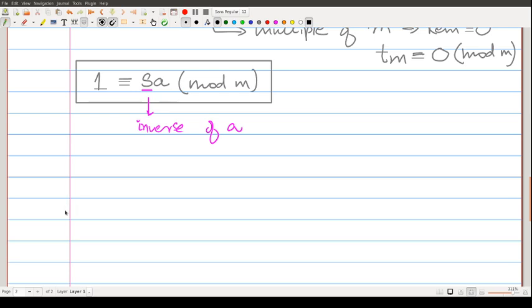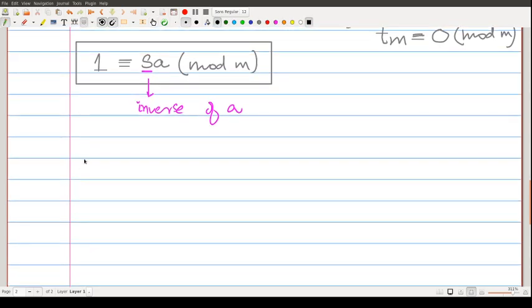Okay, and so let's try it out now. Let's try to solve the equation 3x congruent to 4 mod 7. The first thing I need to do is figure out whether the inverse of 3 exists in mod 7 or not. So I need to check the GCD of 3 and 7.